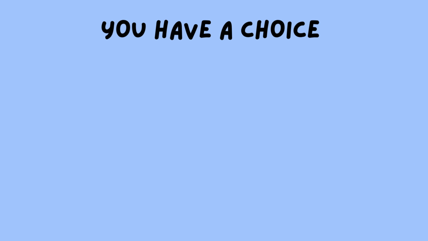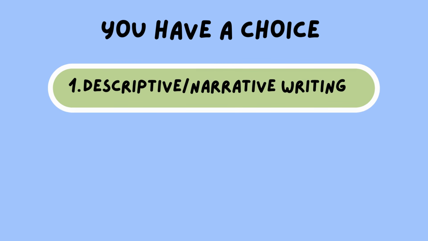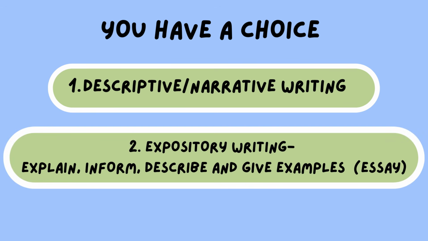With the extended writing tasks, you're generally given a choice. The first choice is often linked to creative writing. This could be a descriptive piece or a narrative piece. The second choice is usually an expository piece of writing. This is where you're asked to explain an idea to the reader, or inform them about a topic or describe the topic to them, often including lots of examples. And this usually takes the form of an essay. And that's what we're going to be focusing on in this video.